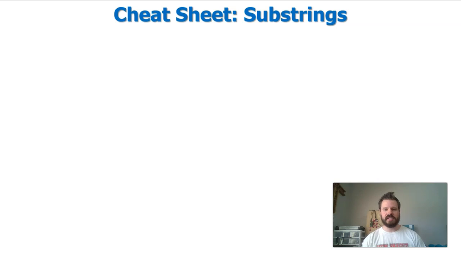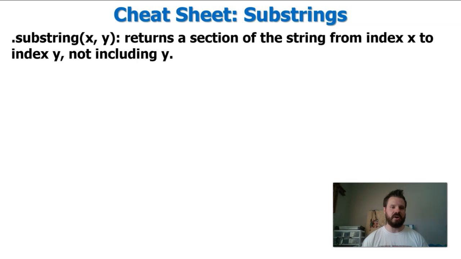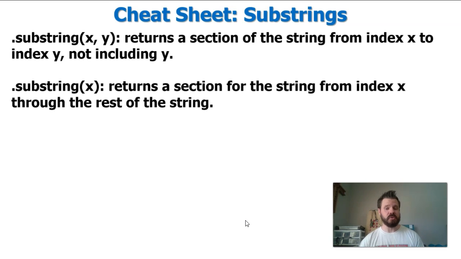Okay, a few things to add to your cheat sheet. A few things I want to review. Number one, substrings. When I call .substring(x, y), that returns a section of the string from index x to index y, not including the y. We'll show you some examples, but basically we get a string from the xth index to one before the yth index. There's also another way to call it with a single parameter. .substring(x) returns a section of the string from index x through the rest of the string.